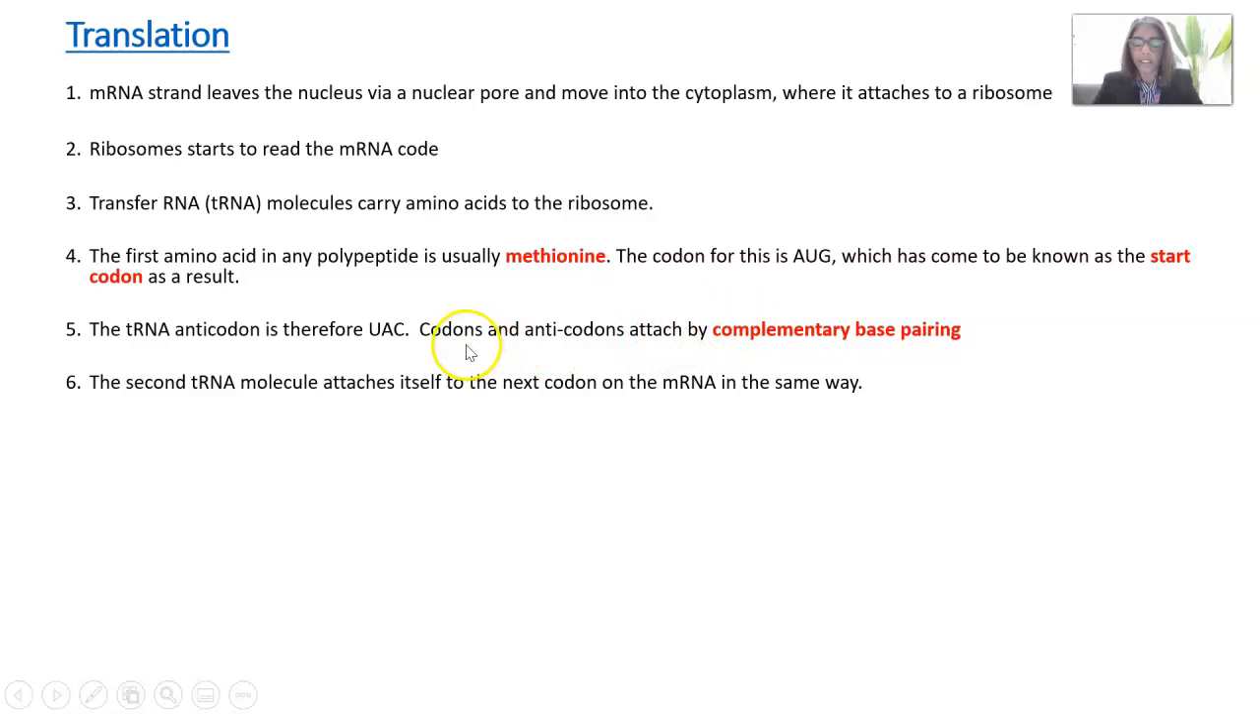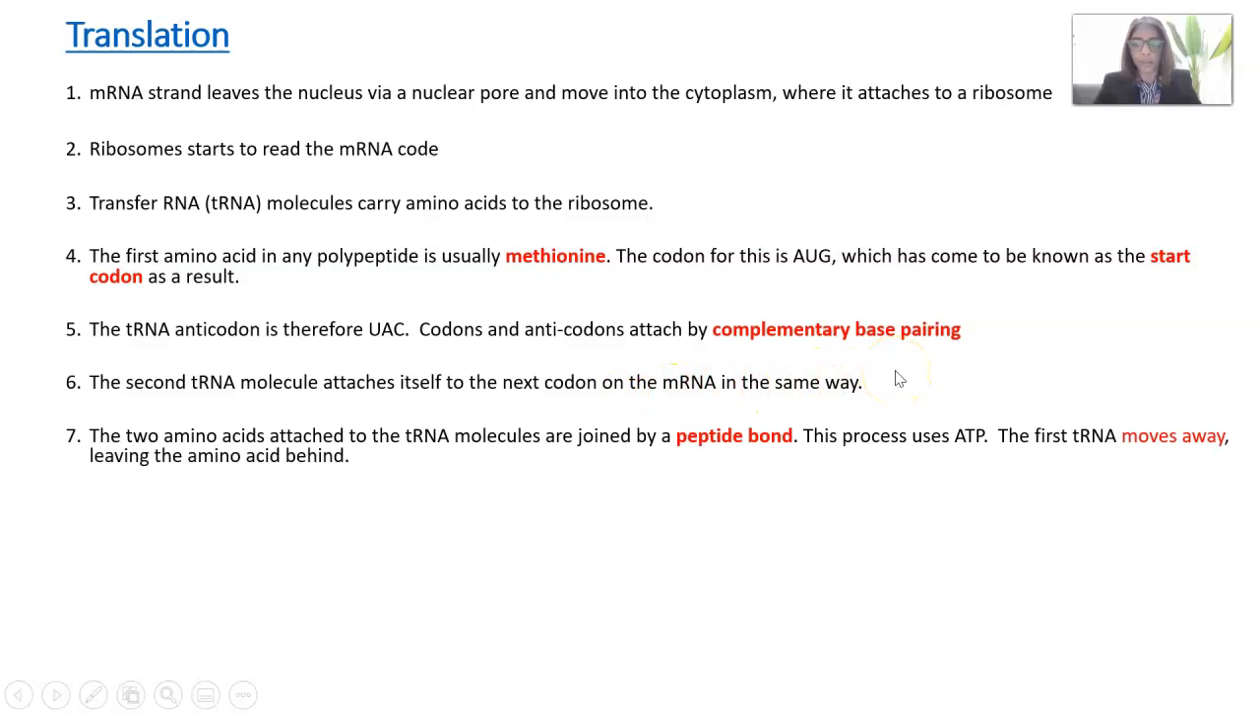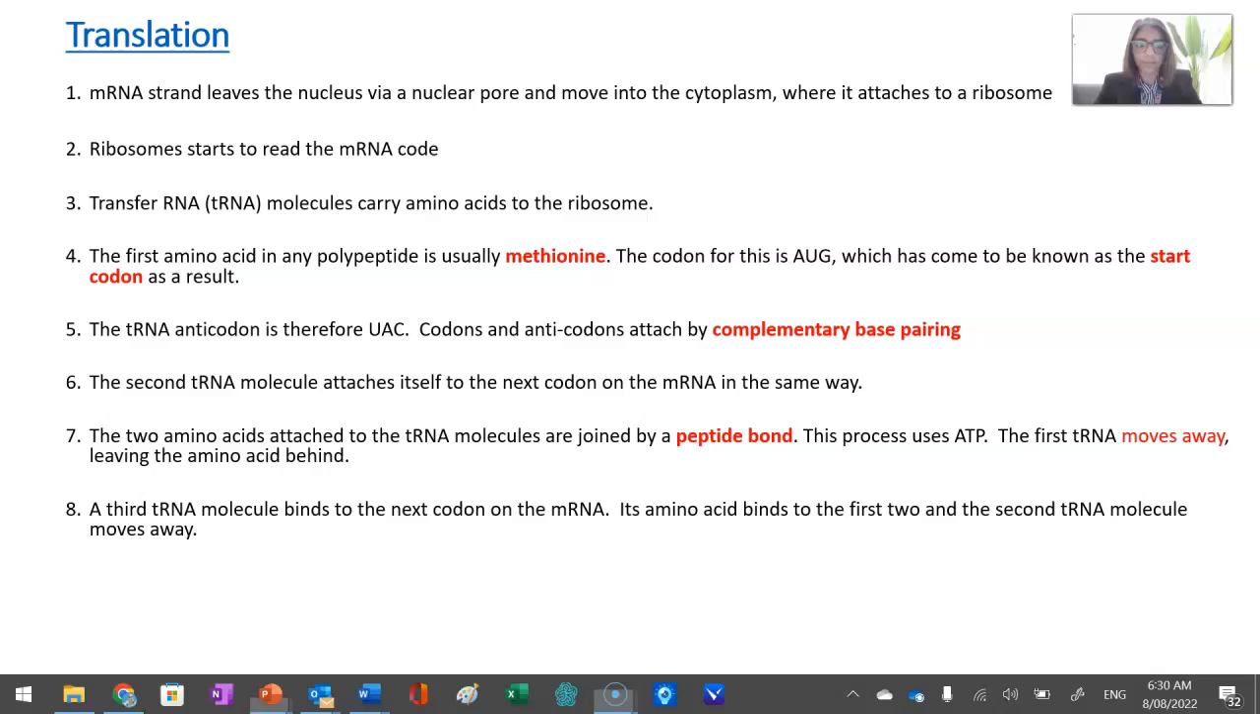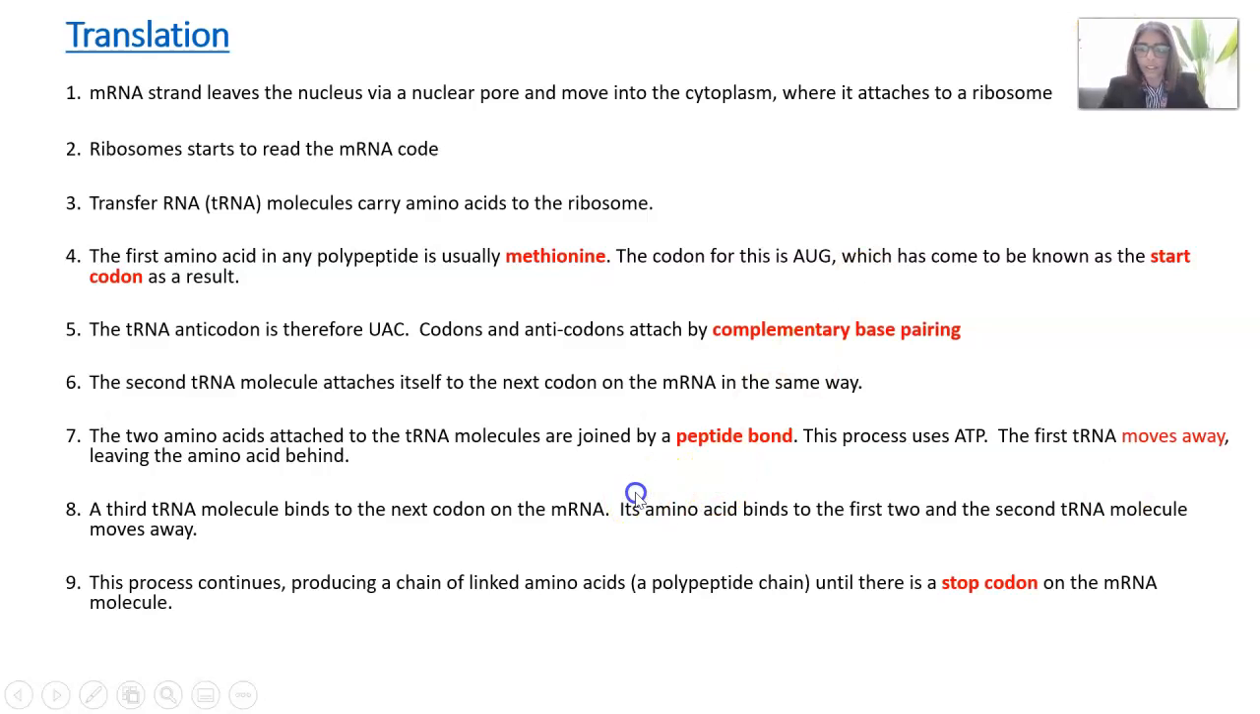After the start codon, a second tRNA molecule attaches itself to the next codon on mRNA in the same way, and the two amino acids that are attached to the tRNA molecules will start to form peptide bonds. Now, because this is a bond formation process, it uses ATP. Once that bond is formed, the tRNA molecule moves away, leaving the amino acid behind. The third molecule binds to the next codon on the mRNA, and its amino acid will then bind to the first two and then move away.